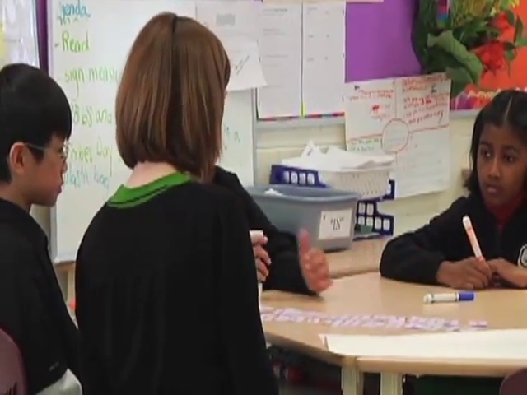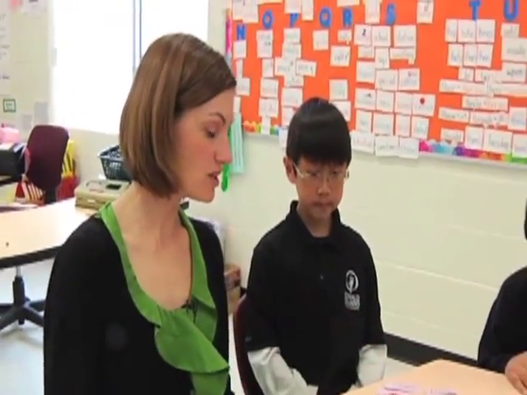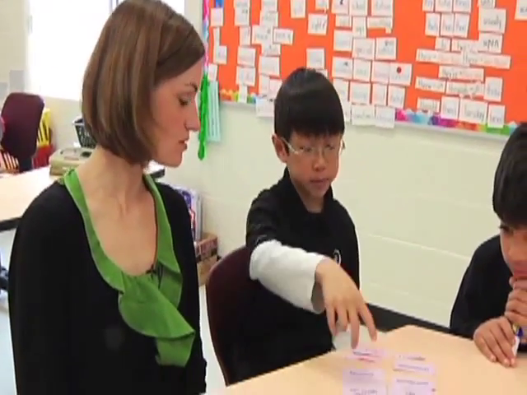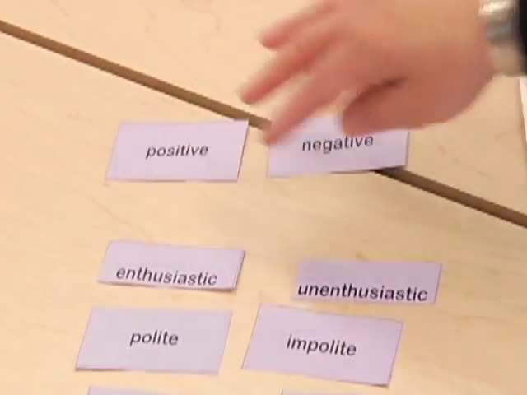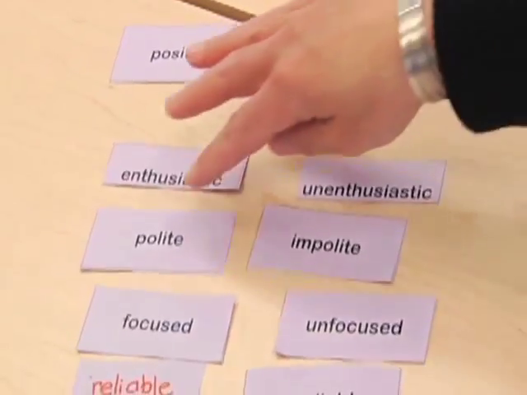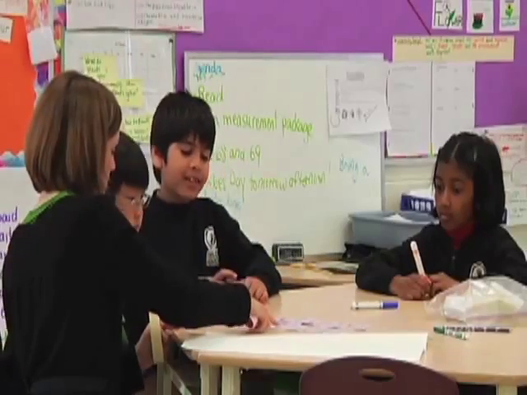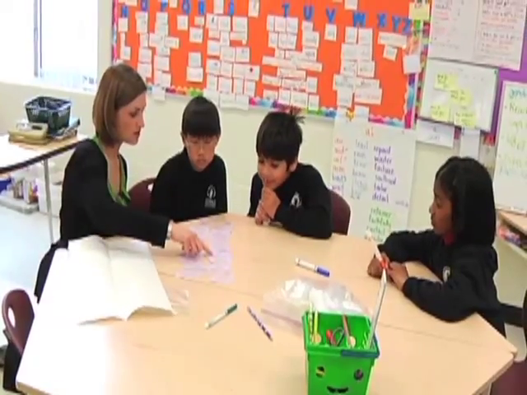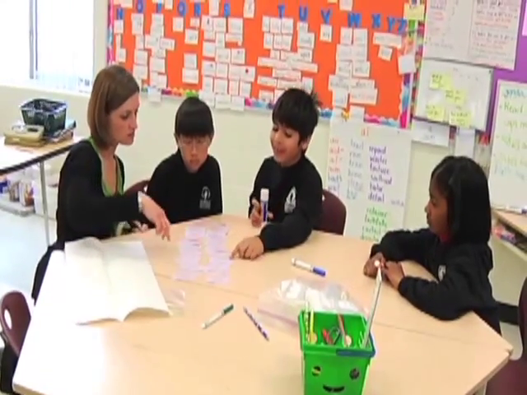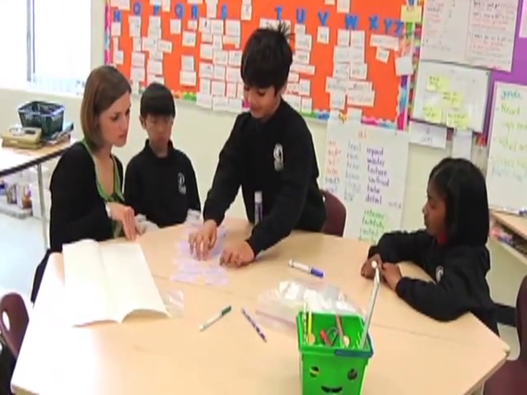And I noticed you went from 3 columns to 2 columns. So is there a relationship or connection between the 2 sides? They're the opposite. So we put them together. So let's do a quick check. Enthusiastic, unenthusiastic. Polite, impolite. Unreliable, reliable. Is positive, unreliable? No. Reliable. So we should say reliable.